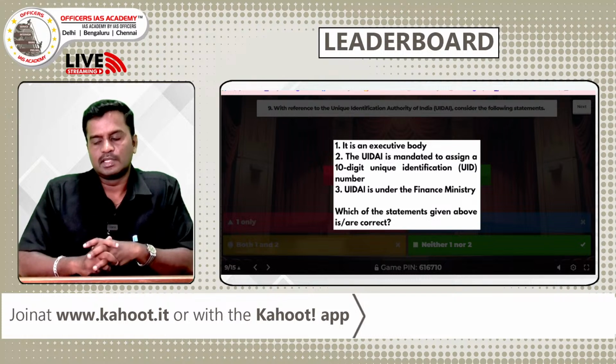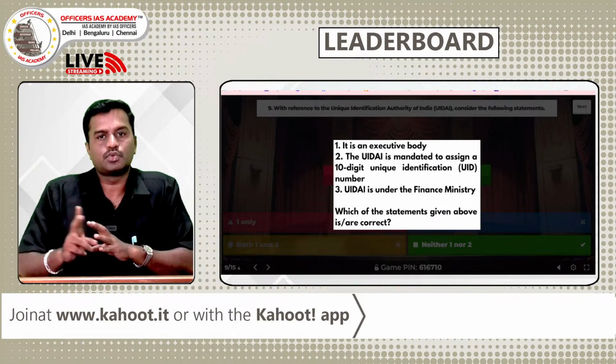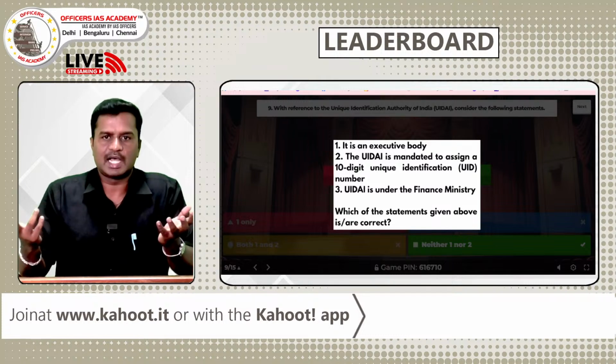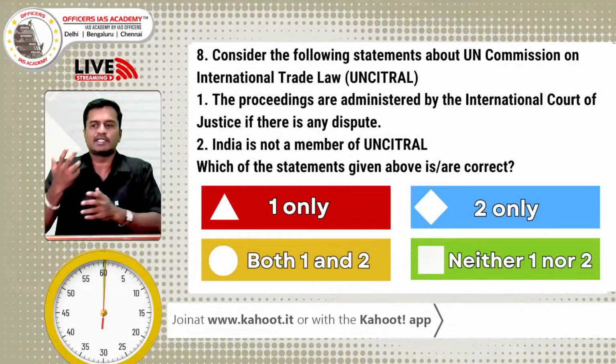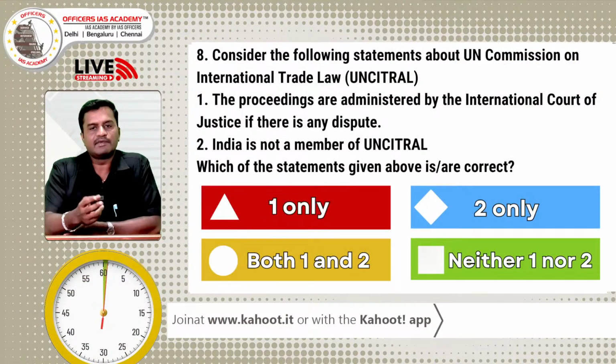Statement 2, this is also incorrect. The UIDAI assigns a 12-digit number. All of us have Aadhaar numbers, is it not? If you look at the Aadhaar card, the number given is a 12-digit unique identification number, not a 10-digit number. So statement 2 is incorrect. Statement 3, UIDAI is under the Finance Ministry. It actually comes under the Ministry of Electronics, MeitY. So no statement is correct.